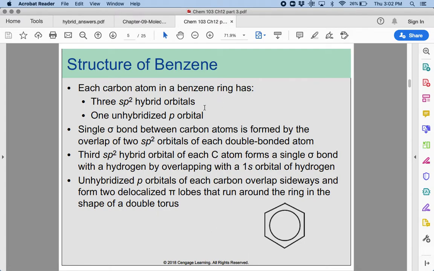When we look at a benzene structure, each of the carbons is going to be sp2 hybridized because it has 3 bonds: 1 hydrogen, and then 1 bond here, and another bond here. So 3 electronic groups. S, P1, P2. 1, 2, 3 electronic groups.